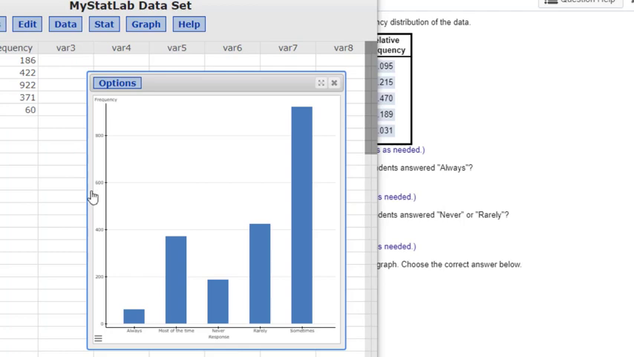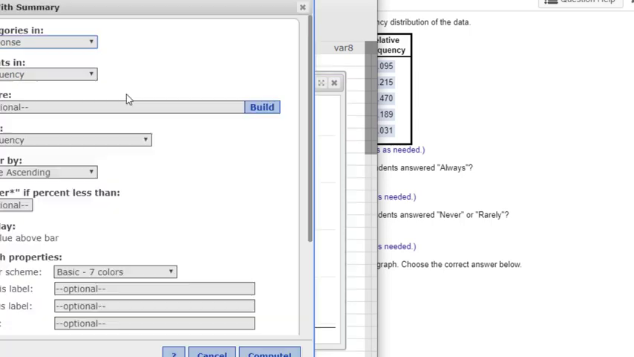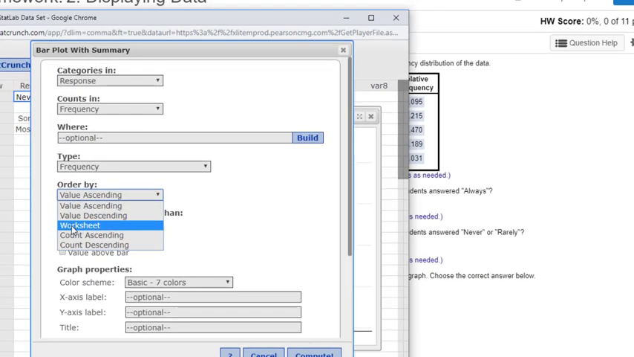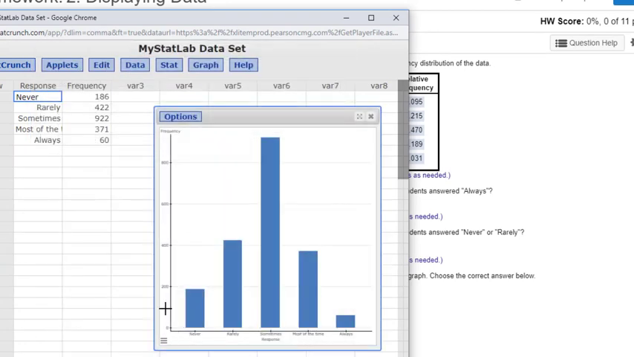So this looks a little different, doesn't it? Notice what happened. It put it in a different order. So what I need to do is change this. And it looks like it put it in alphabetical order down here. So I'm going to go back to Options and Edit. And let's change this to Worksheet order. That's better. So that's going to keep it in the same order the worksheet is in.